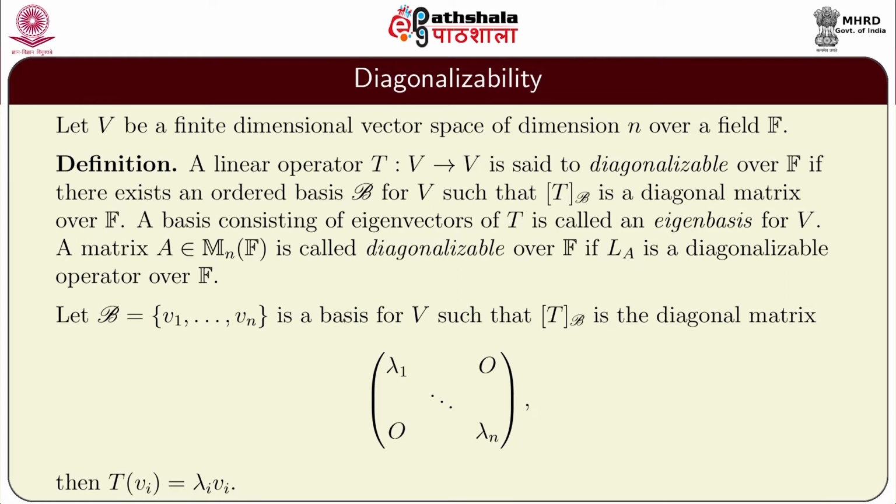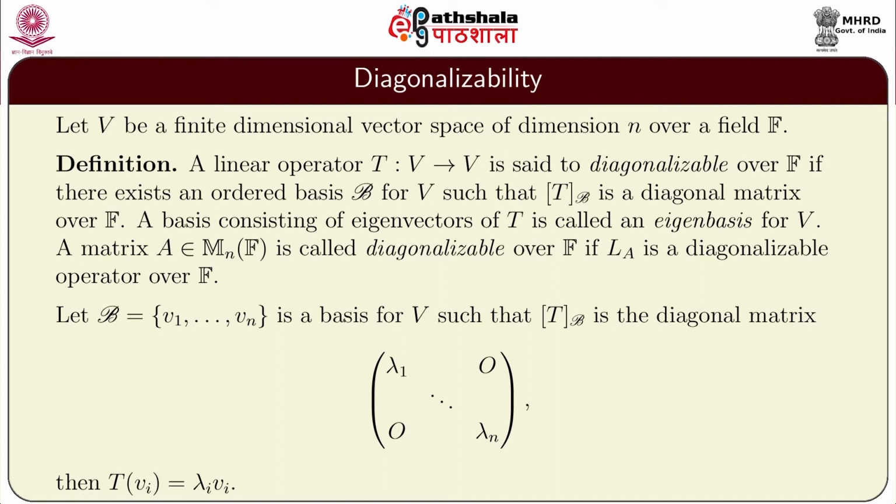A basis consisting of eigenvectors of T is called an Eigen Basis for V, and the same definition for a matrix is that it is diagonalizable over F if the operator LA is a diagonalizable operator over the field F.